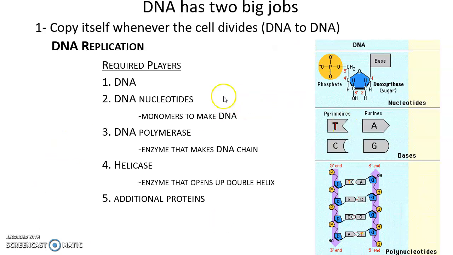Now, what do you need to do this? Well, you need the original DNA that is required. You need DNA nucleotides. Again, nucleotides, the monomers for making DNA, and of course it's deoxyribose nucleotides. You need an enzyme complex called the DNA polymerase. This enzyme is what makes the DNA chain. It brings in the complementary DNA nucleotide and then attaches it to the growing chain. DNA polymerase makes the new DNA.